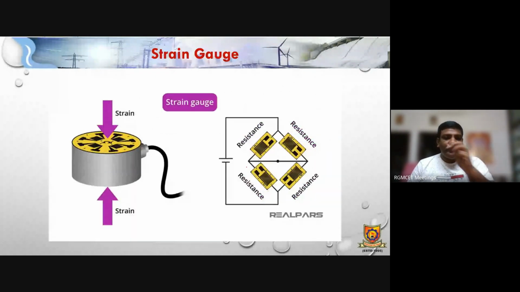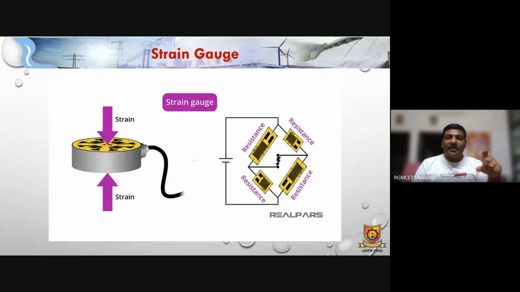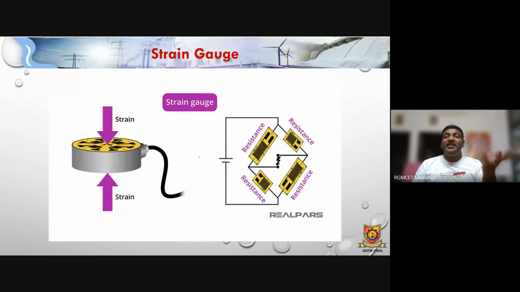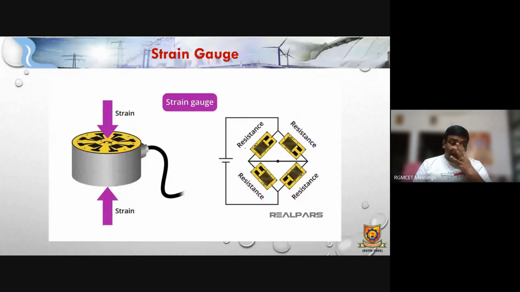And strain gauge. The strain gauge experiment we have done in the laboratory is the same. Whenever you apply a certain amount of strain on the strain gauge, there is a change in physical dimensions. As the physical dimension changes, automatically on the strain gauge the resistance value also changes.